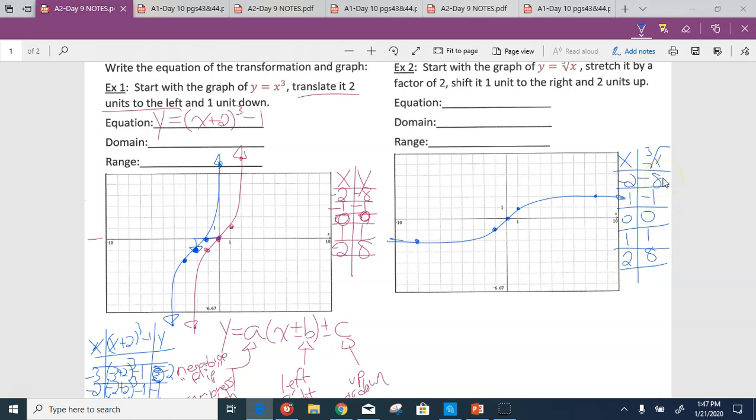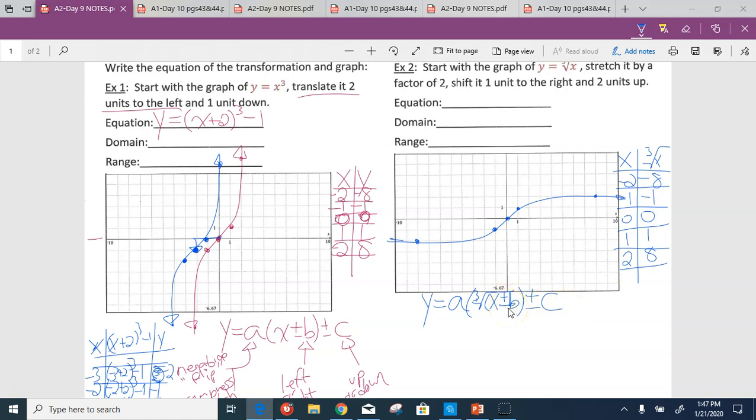Now, just like our other equation, we can do a couple of things to this too. If we multiply times the number a, if it's negative, it flips over the x-axis. If it's a fraction, it compresses. If it's a whole number, it stretches. Then we can take our cube root of x in parentheses. We can either add or subtract a number to make it go left or right. And then we can either add or subtract a number on the outside to make it go up or down. That's our C number. This is a B in here.